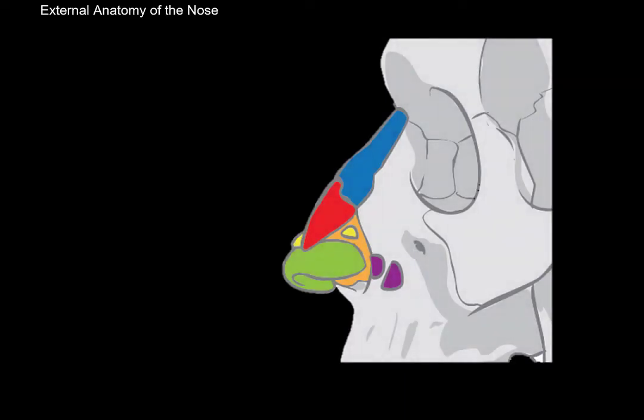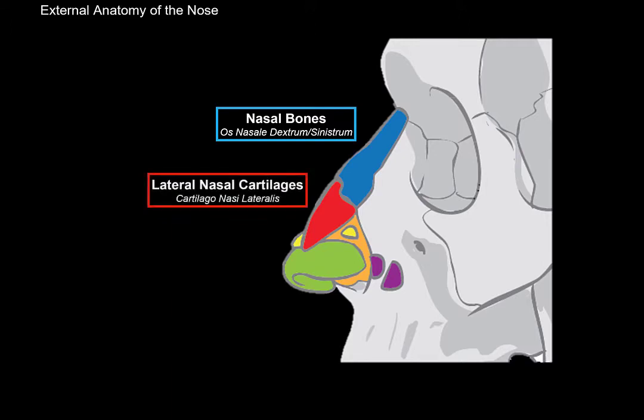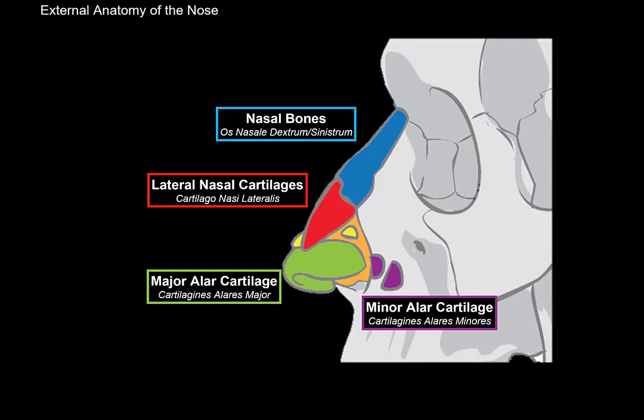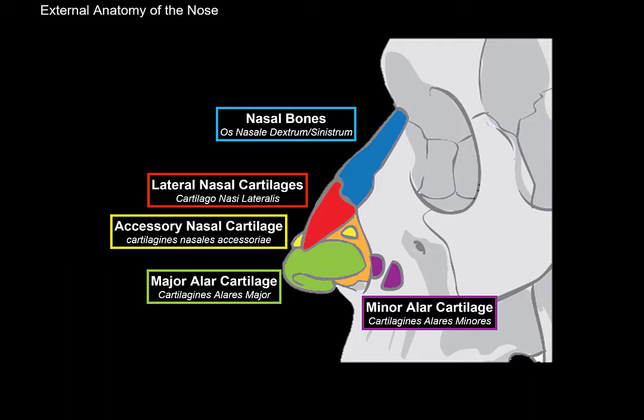The nose is actually built up of bone, cartilage, and fat. So the bony part is called the nasal bones, the right and the left nasal bones, and I'll show you another scheme after this. Under the bones, you'll find the lateral nasal cartilage, then there's a major alar cartilage, and the minor alar cartilage. And in between the major alar cartilage and the lateral nasal cartilage, you will find some accessory nasal cartilages supporting the nose. And straight in the midline, you will find the septal nasal cartilage.